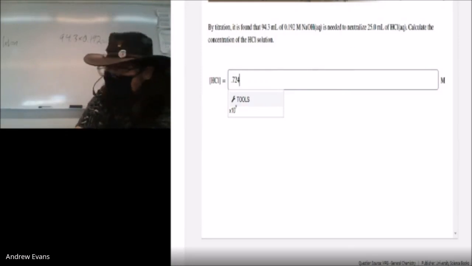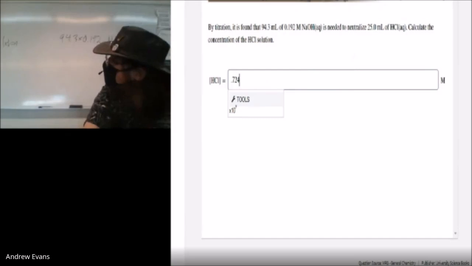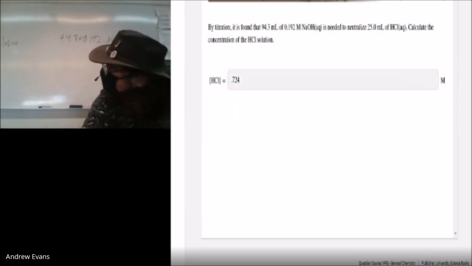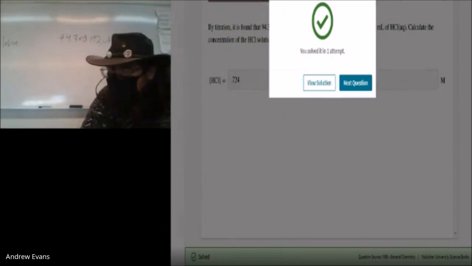Now, in lab, what did we do? Before we titrated, we actually diluted by a factor of 5. So if we were to add that step in there, it would be 0.724 times 5 after it's all said and done. But this one, there's no dilution step, so that's all you need to do.